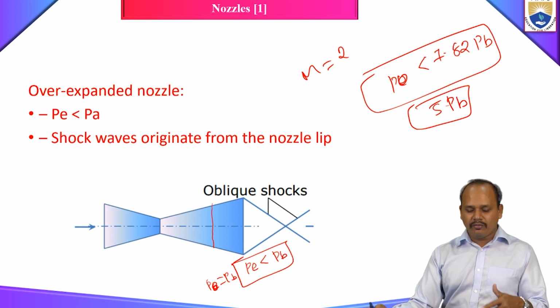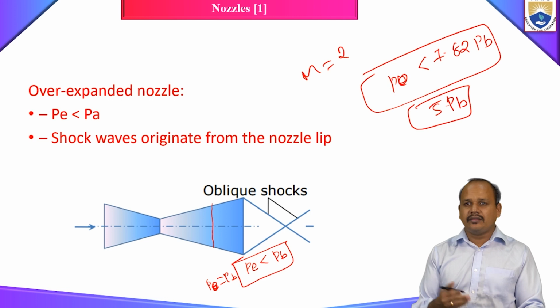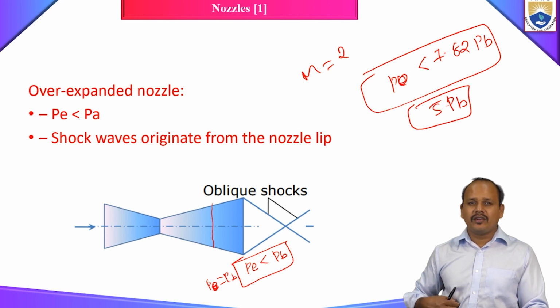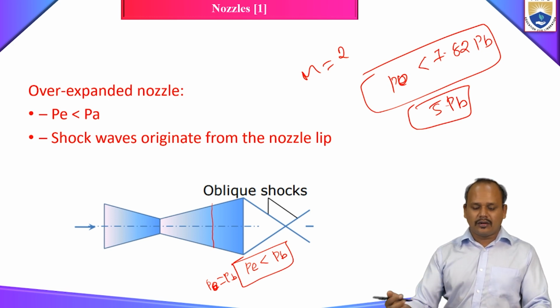Why a compression wave? Since your exit pressure is less than your back pressure, for the flow to attain equilibrium, your flow pressure has to be increased. How will it be increased? When the flow is passing through a compression wave, as the name suggests, your pressure will be increased. So you will have the formation of an oblique shock wave or compression wave at the nozzle exit.